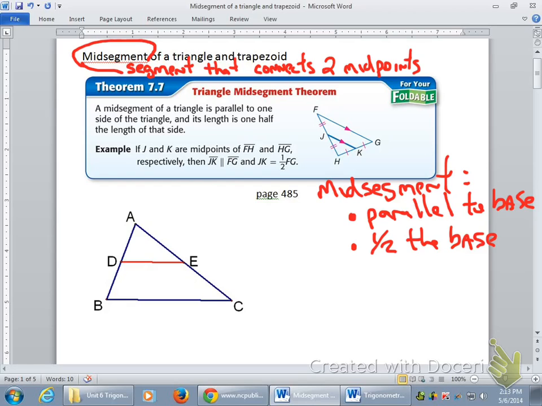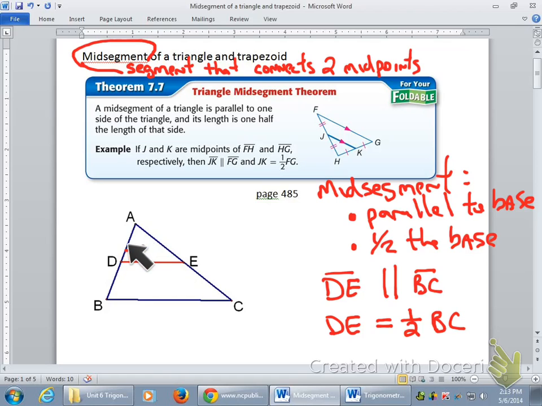Specifically for this triangle, I know that DE is parallel to BC. That's the first statement, that they're parallel to the base. That's one fact that I know. And another fact that I know, and this is probably the more useful fact as far as problem solving goes, is that DE, that's the segment, is equal to half of BC.